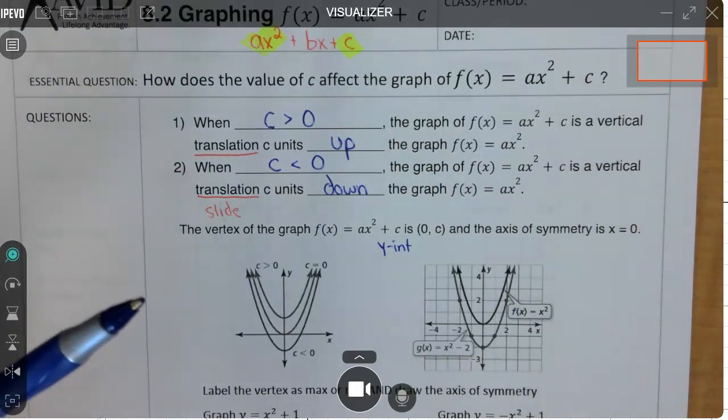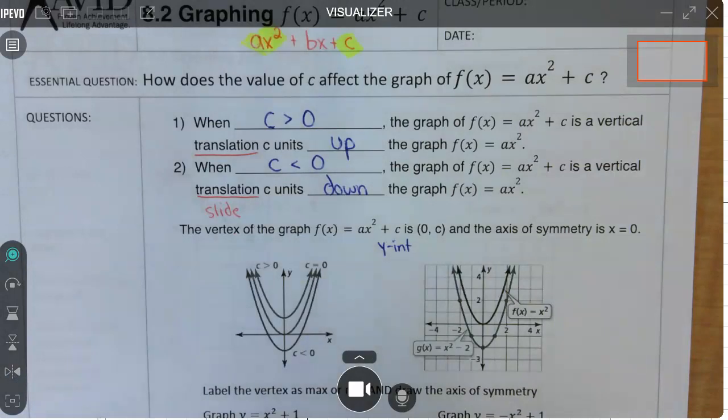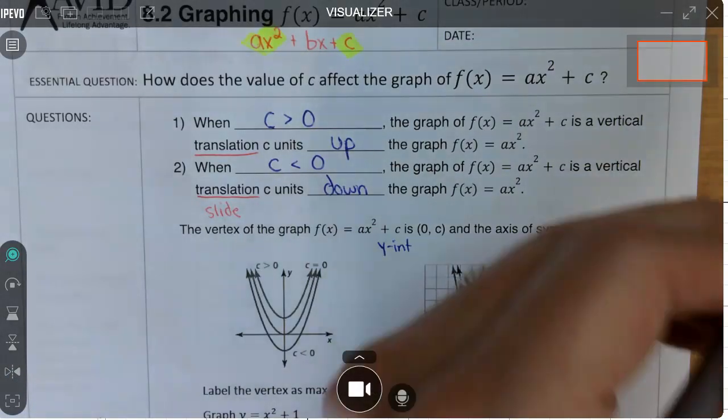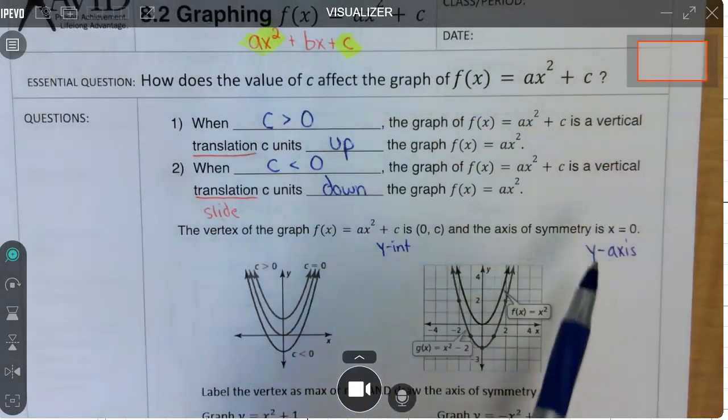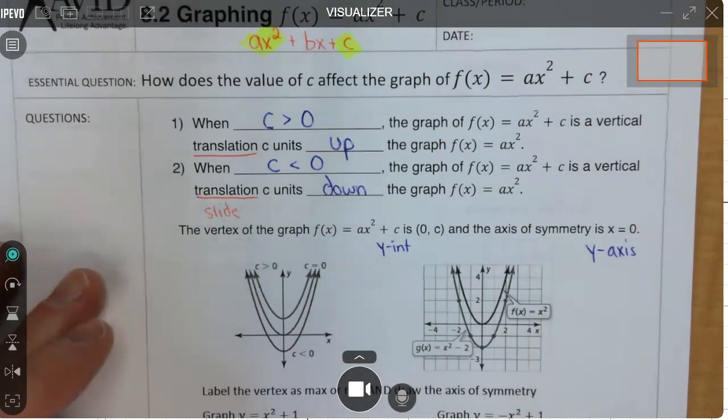The axis of symmetry is still going to be the vertical line that goes right down the middle of the parabola, but because we haven't moved the parabola right or left, it's still the y-axis, which has the equation x equals 0.